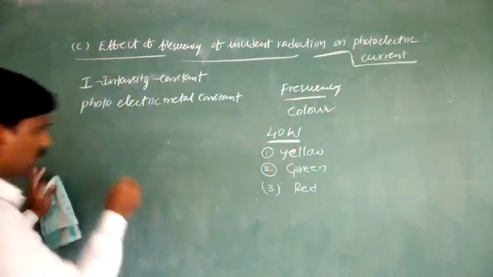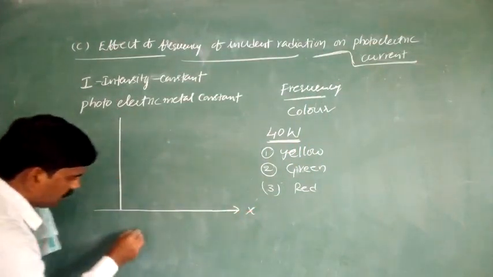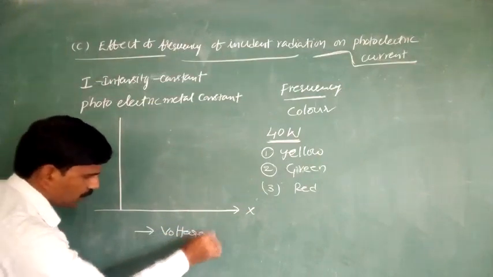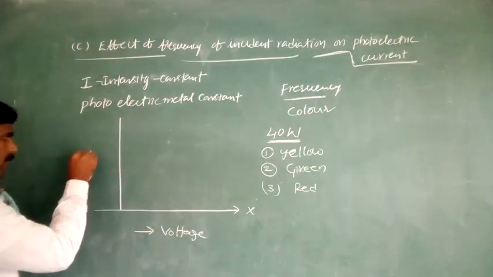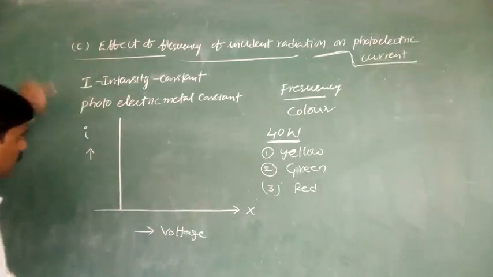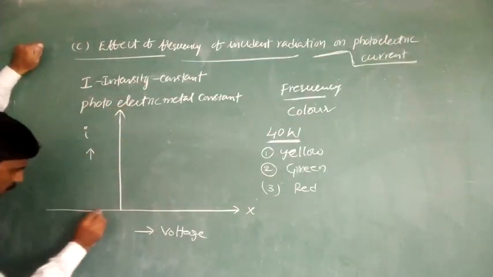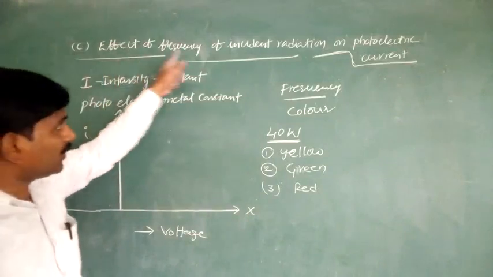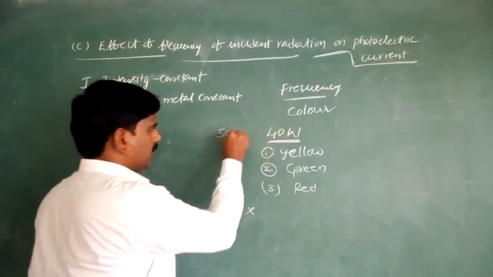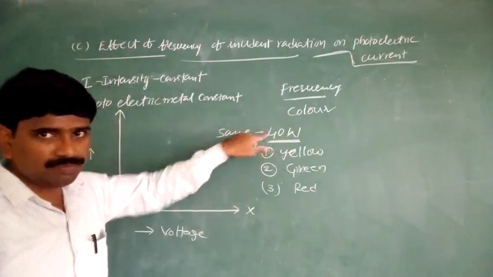Here I have drawn the graph. Observe, this is the x-axis. On the x-axis we are taking the voltage, and on the y-axis we are taking the photoelectric current. So here, observe, for different frequencies and the same intensity: same wattage of the bulbs, same intensity of the bulbs.